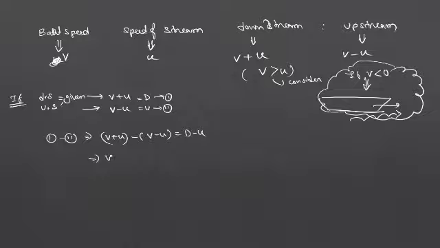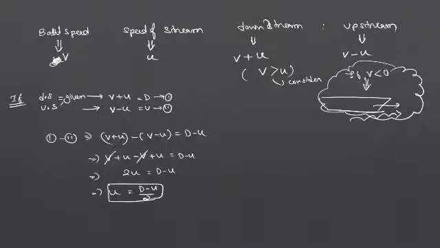Okay, and what happened? v plus u minus v plus u. So v cancels, 2u equal to d minus u. So u equal to (d minus u) by 2. If both downstream and upstream speeds are given, then you just subtract upstream from downstream and halve it. Then we find the speed of stream.